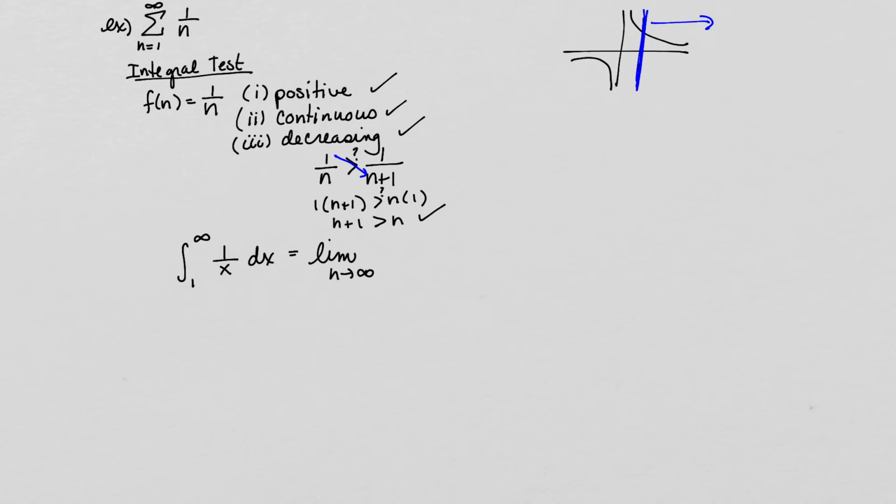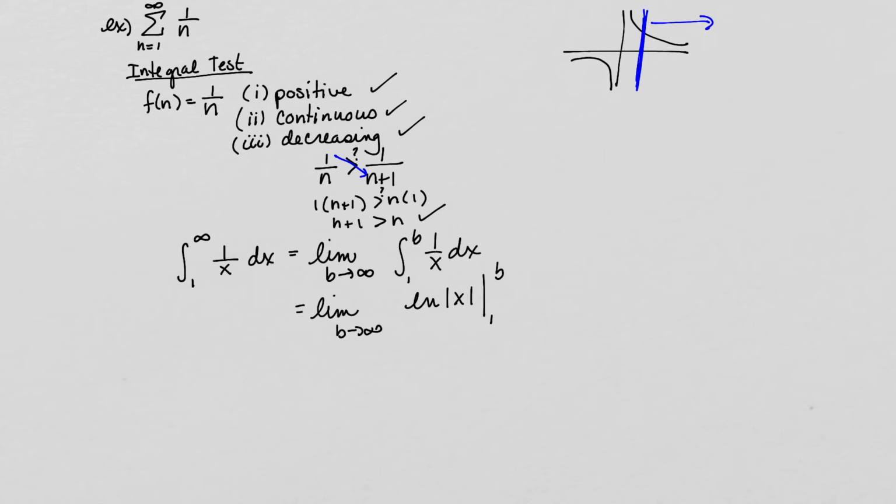But really what's going on is we're looking at the limit as b approaches infinity of the integral from 1 to b of 1 over x dx. And what is the integral of 1 over x? Yeah, natural log of the absolute value of x. So we're looking at the limit as b approaches infinity of the natural log of the absolute value of x evaluated from 1 to b.